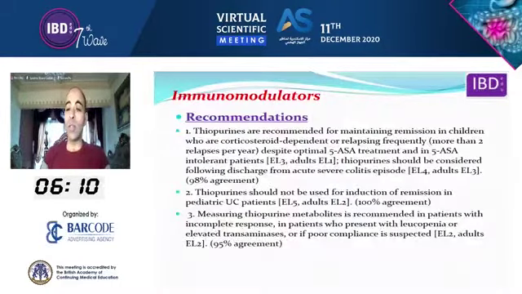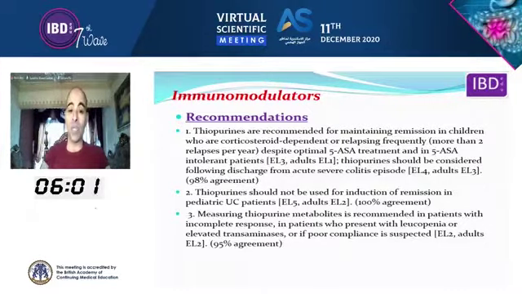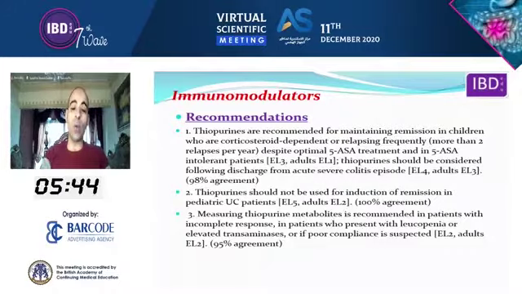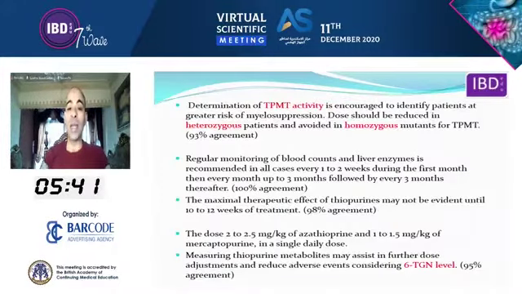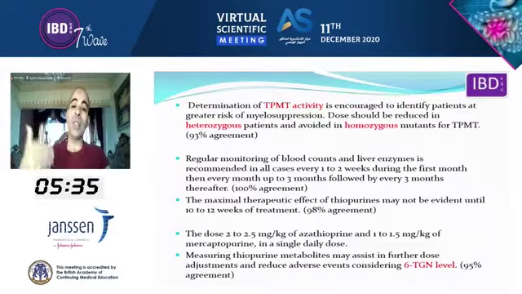What about immunomodulators? Thiopurines are recommended for maintaining remission in children who are steroid dependent or relapsing frequently, more than 2 relapses per year. Also, thiopurines should not be used for induction of remission in pediatric UC. Measuring thiopurine metabolites is recommended in patients with incomplete response and in patients who present with leukopenia or elevated liver enzymes or poor compliance is suspected. Don't forget to measure thiopurine methyltransferase activity to reduce the dose in heterozygous and avoid thiopurines in homozygous, with regular monitoring of blood counts and liver functions.